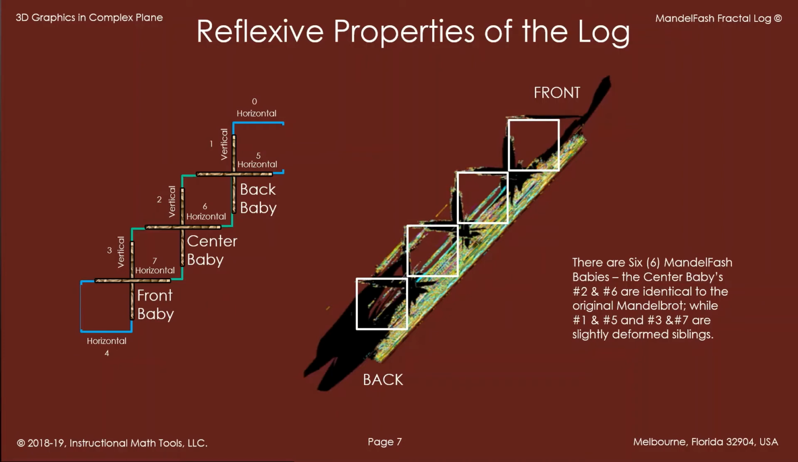A little more on the reflexive property. First of all, notice that this log is exactly opposite to this graphic. This graphic shows the back babies here, and the back babies are actually there. So this log is flipped, but we can keep it straight. So it turns out there are 6. We're showing at least 6 Mandelfash babies.